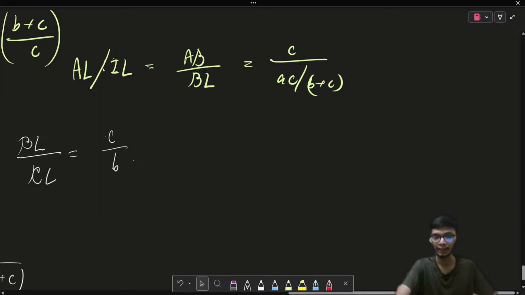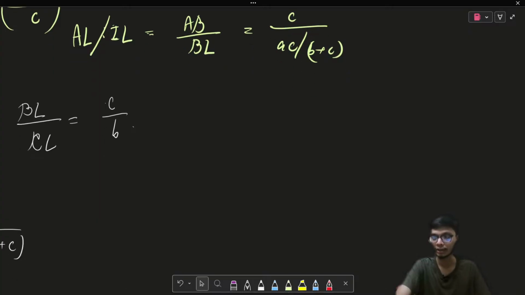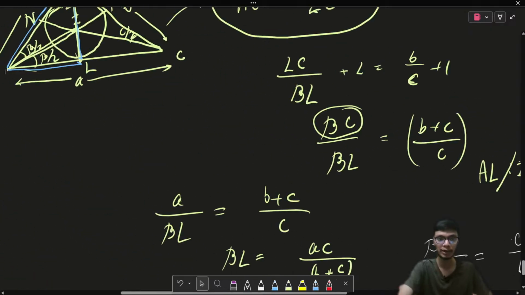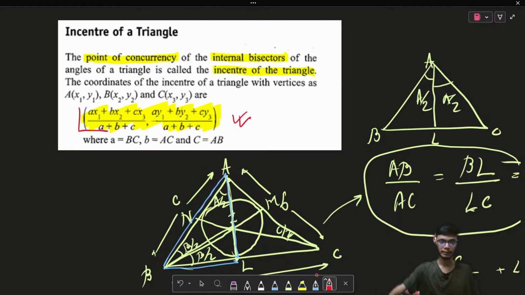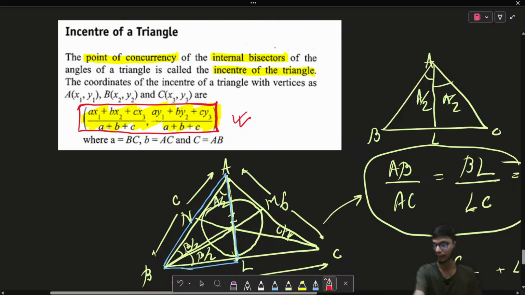So if you know the section formula, you can try to find out the coordinate of point I, right? You know the coordinate of point L, you know the ratio in which I divides AL, so from that you will get the coordinate of point I. And if you just carry forward these few lines of algebra, you will definitely end up getting this particular result over here. Is this part clear to all of you? Just let me know in the live chat, is this part clear or not?